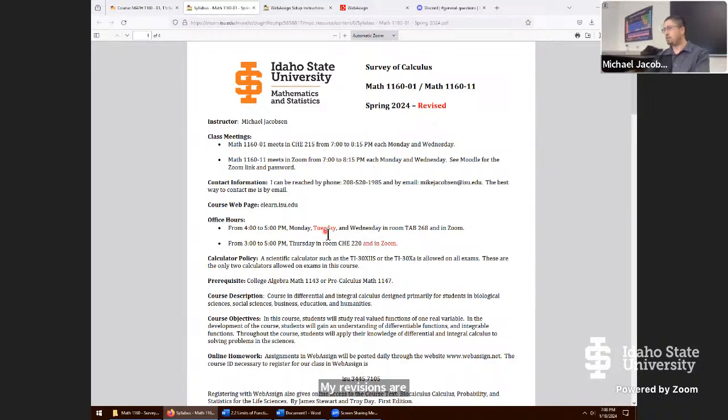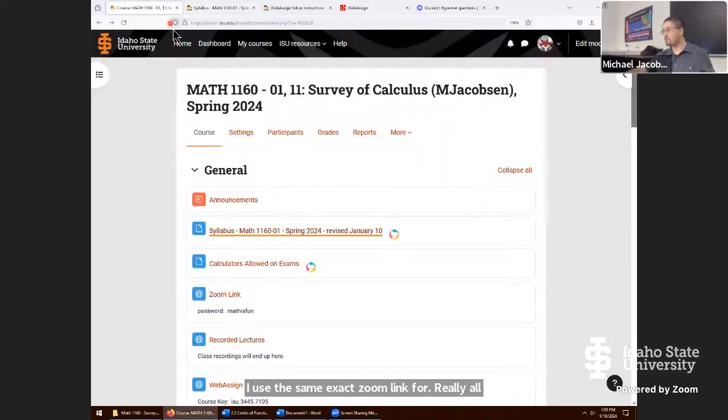And I also emphasized what I thought should just be written in, since it makes more sense. Half the class is in person and half the class comes in remotely. When I'm in room 220, and this is just on Thursdays, I'll also be available in Zoom. I just thought I should write that into the syllabus to be specific about it. I use the same exact Zoom link for really all my classes and office hours. It's this one right here.